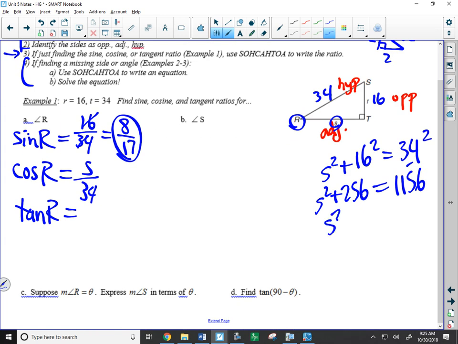So I subtract 256 and get 900. And I do a square root and I get 30 for S.